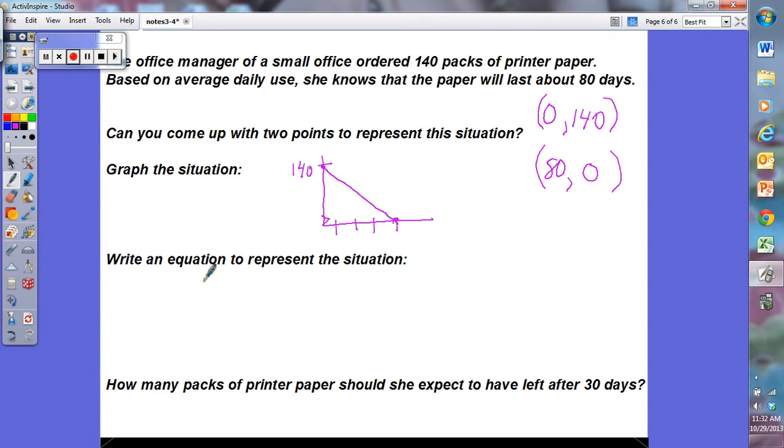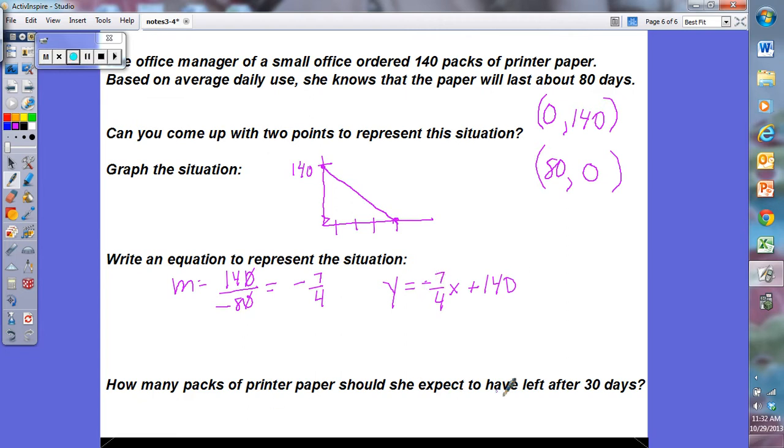Now, if I want to write an equation, I need to use either point slope or slope intercept. The nice part here is you're given the y-intercept. So all I have to do now is find the slope, which is 140 over negative 80, which is negative 7/4. And I know my b is 140, so my equation is y equals negative 7/4 x plus 140.